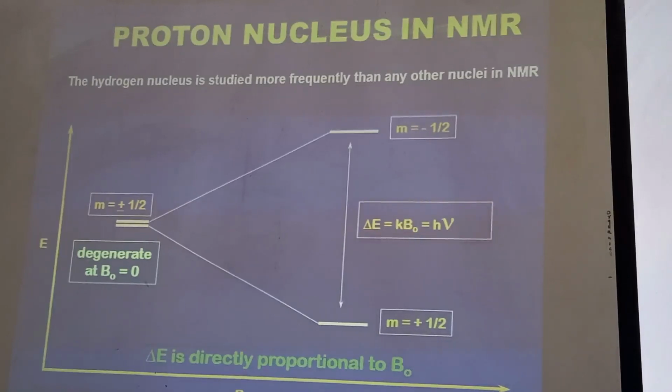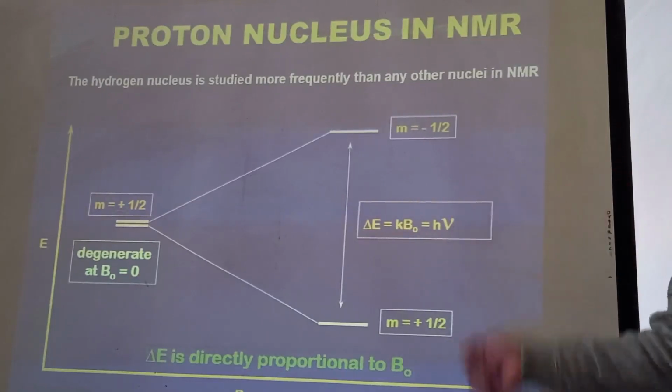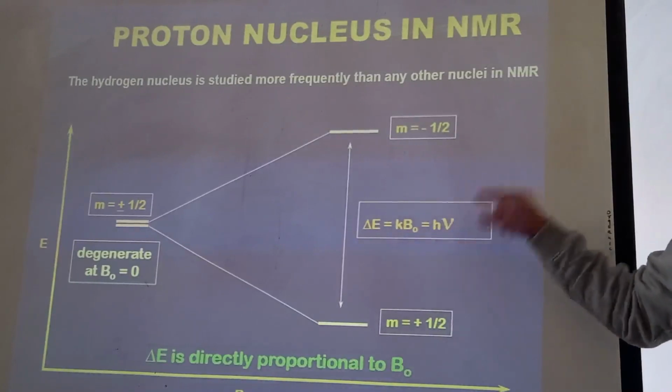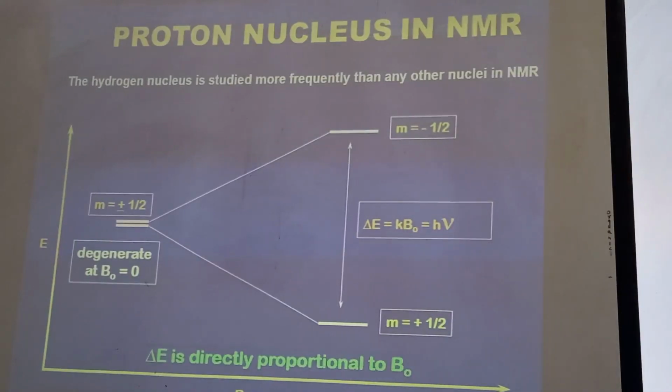And you already know another equation, that is del E is equal to h nu. h again is Planck's constant, and nu is the frequency. Which frequency? The radio frequency. So del E is also directly proportional to the frequency. What it means is that if the difference of energy between alpha and beta states is higher, then you have to provide a larger frequency from outside so as to observe resonance.